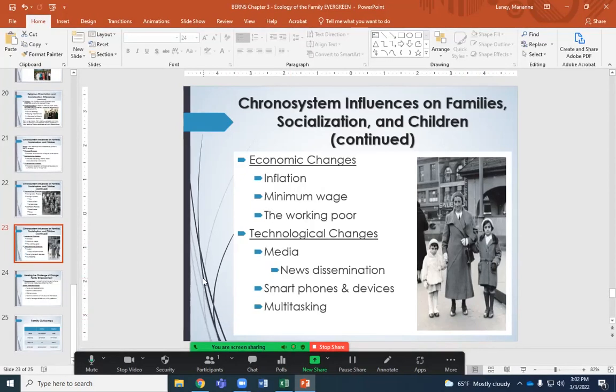Economic changes, the chrono system. Families are making the same amount of money with a bigger cost of inflation. How about cost of living? Even though minimum wage changes, all the prices go up on everything else. Again, the lower class system, people who work but still can't afford things. I would like to say things have changed for the better. Some ways yes, some ways no.